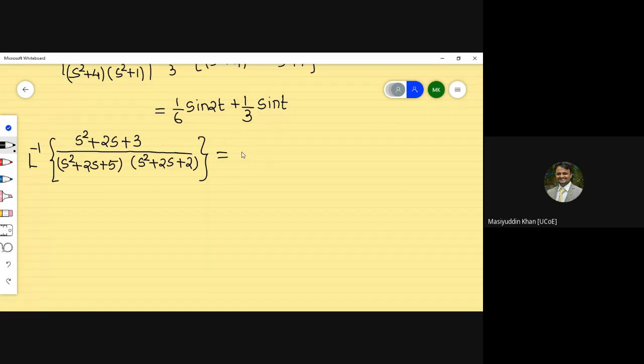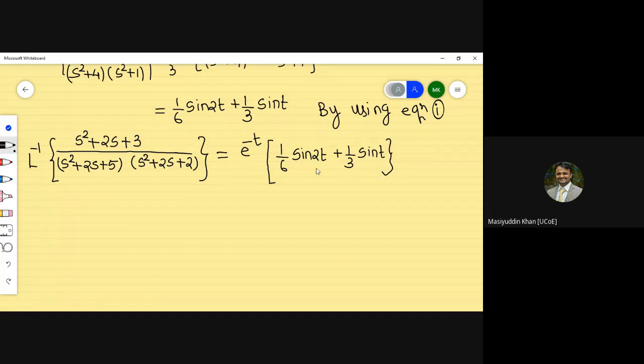The earlier term we are given as e raised to minus t. I'm writing here by using equation number 1. So just see, e raised to minus t, the terms which are given here, 1 by 6 sine of 2t plus 1 by 3 sine of t. So hope I'm pretty clear about these things.